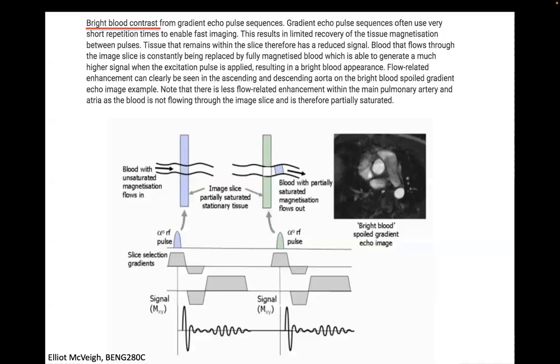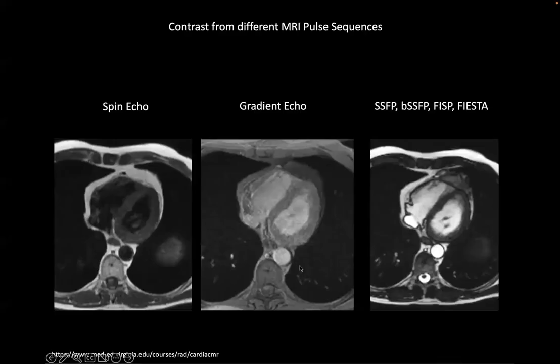Do I have a picture of that somewhere? So a gradient echo image is like this, where we do an RF pulse in a slice and we just read it out right away. We don't do a spin echo. And then we do that again in a short period of time, right? So that's a gradient echo image. And it looks something like this, right?